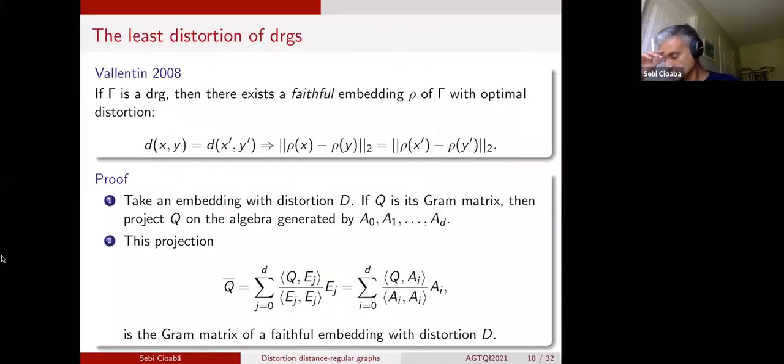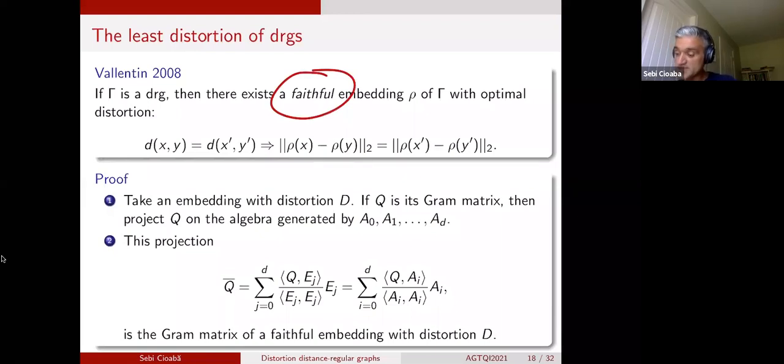Okay, all right. So now let's come to the work of Valentin. In 2008, he has a paper in JCTB in which he studies the least distortion of distance regular graphs, and he proves several very interesting results. The first one is that if you have a distance regular graph, then you can always find an optimal embedding that is faithful.